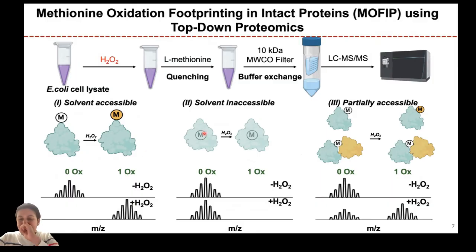In the second case, where a protein has a methionine residue located inside, since it's buried, it cannot undergo reaction with hydrogen peroxide, so the samples with and without hydrogen peroxide will only have the unoxidized form. Whereas a third scenario is possible where a protein has a methionine residue and it can exist in a free as well as bound population. Upon reaction with hydrogen peroxide, only the protein which is free can undergo reaction, whereas the bound one remains as it is. So in the hydrogen peroxide sample, we see both the oxidized as well as the unoxidized form.